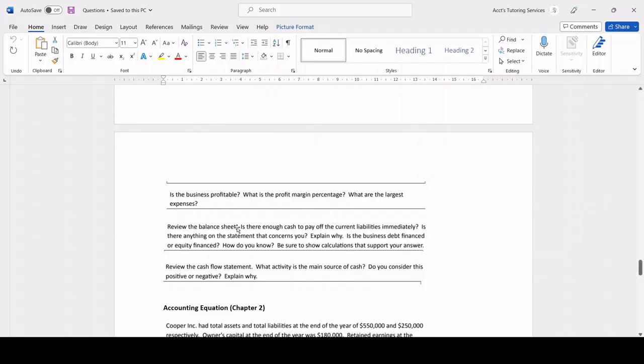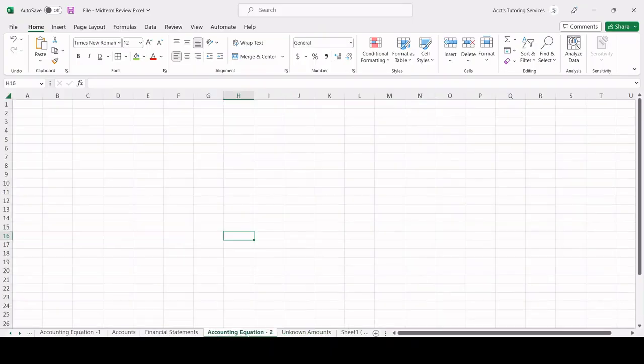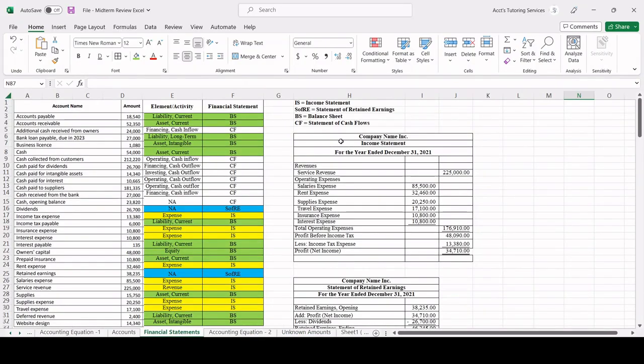So is the business profitable? What is the profit margin percentage? What are the largest expenses? So let's head over to the income statement over here. So the business is profitable as we have a profit of 34,710, right? Which is a fairly high amount, especially for the year.